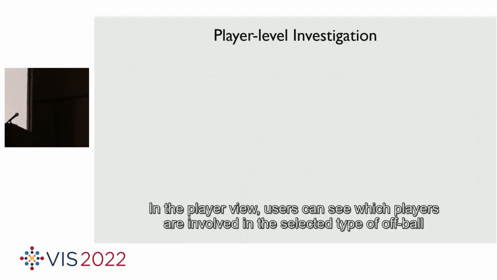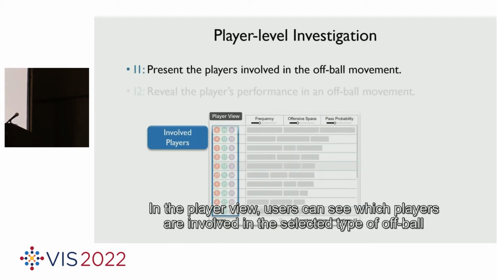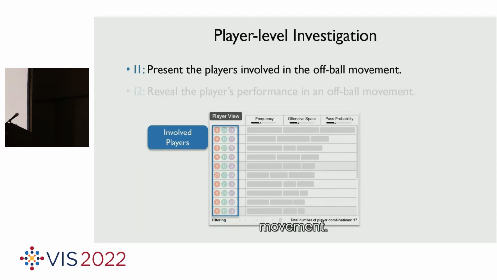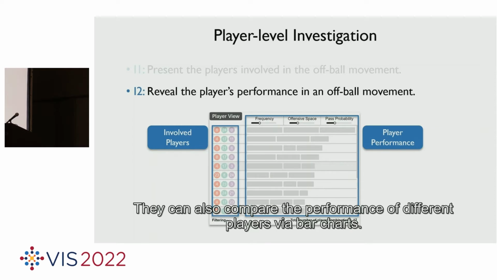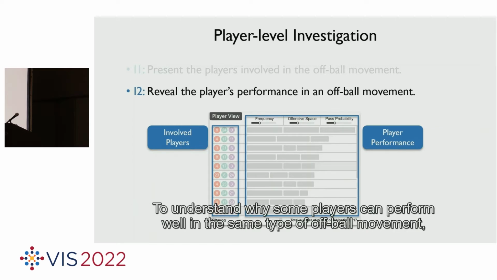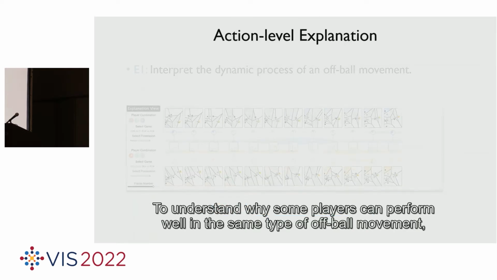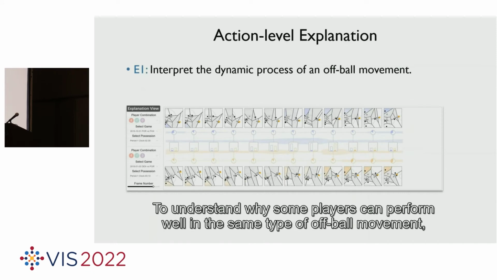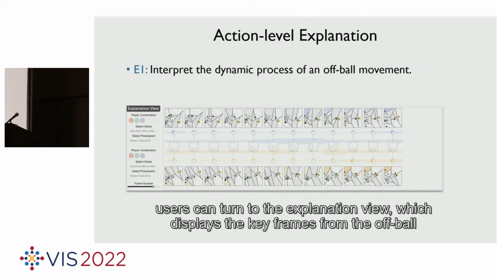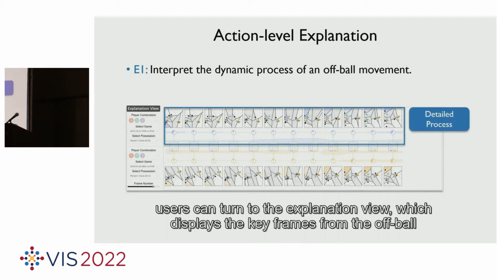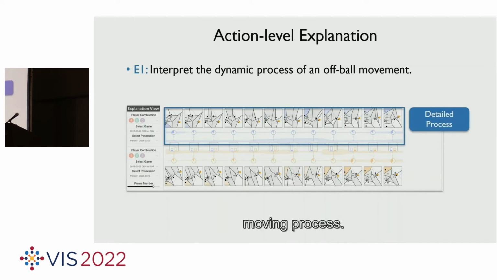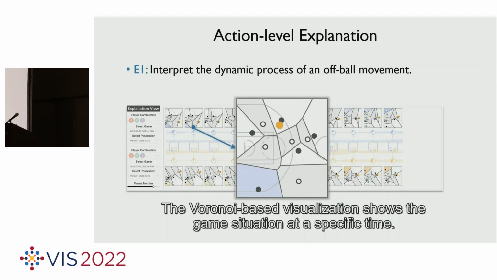In the player view, users can see which players are involved in the selected type of off-ball movement. They can also compare the performance of different players via bar charts. To understand why some players can perform well in the same type of off-ball movement, users can turn to the explanation view, which displays the keyframes from the off-ball moving process. The Voronoi-based visualization shows the game situations at a specific time.